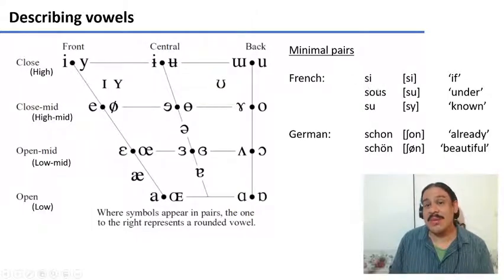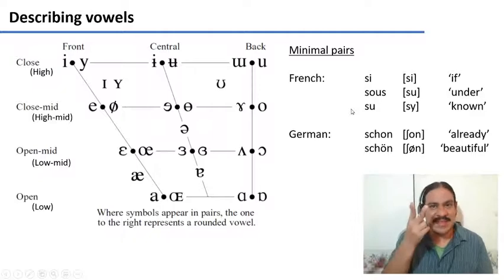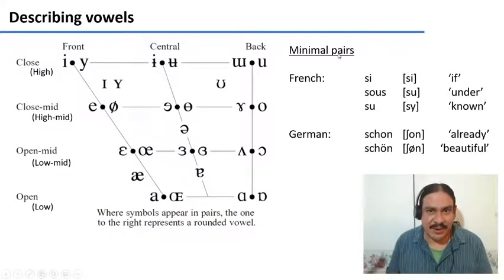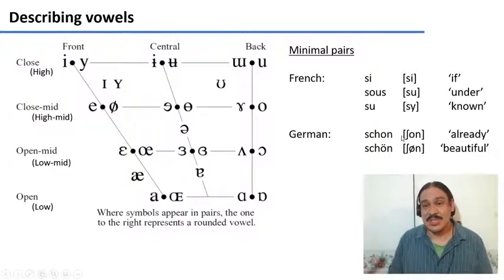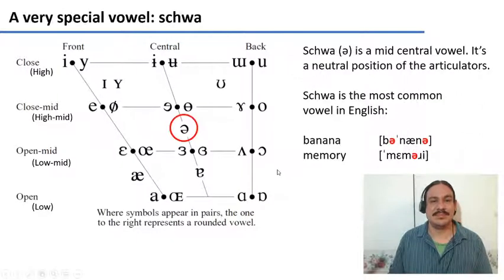And by the way, when you have a word where if you change just one sound, it changes meaning, we call that a minimal pair. These two words in German are minimal pairs, because if you change this sound for this sound, the meaning changes. If you change schon into schön, schön with rounding, the meaning changes from already to beautiful.